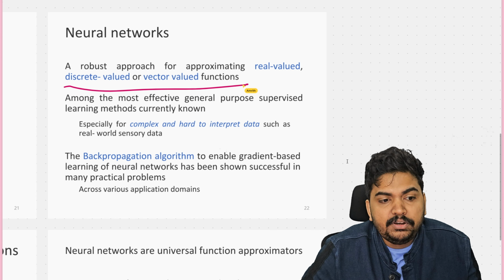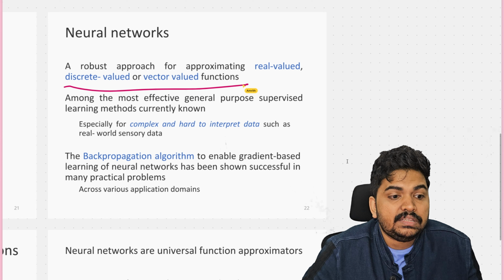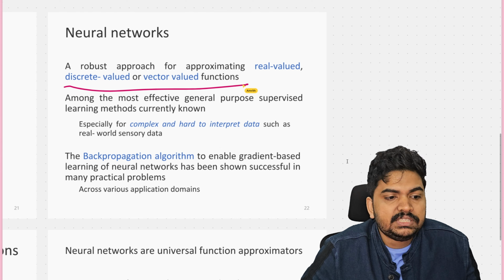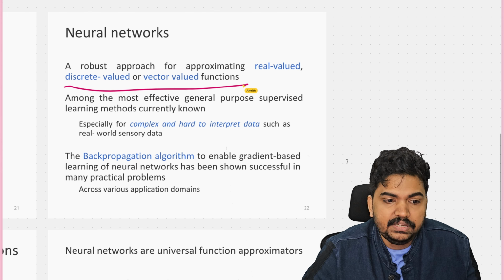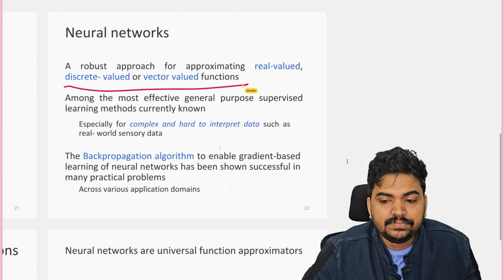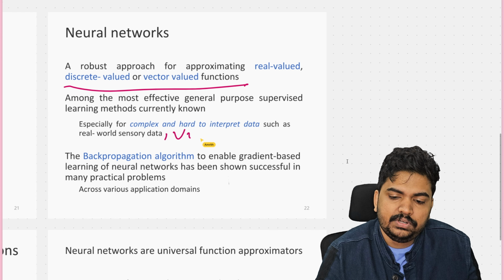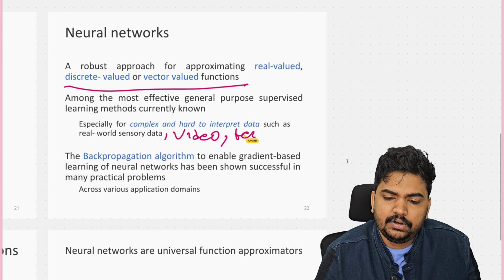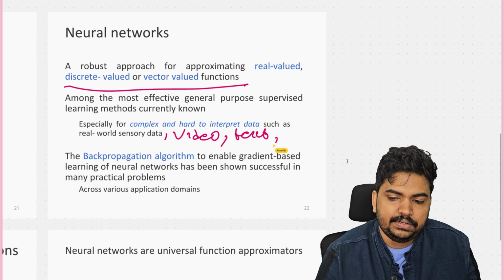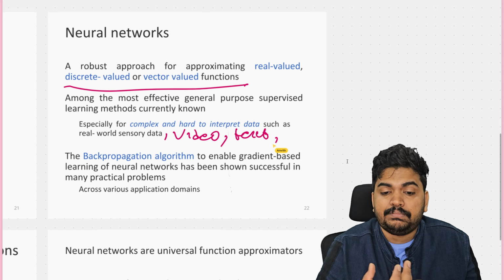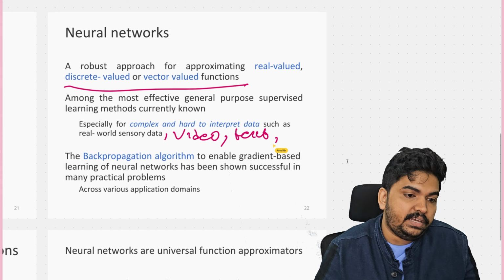They are a family of functions or a hypothesis class. They seem to be really good for complex and hard to interpret data, such as real world sensory data, video, speech, text, etc. What you see today in ChatGPT, a lot of it can be attributed to some of the basic fundamentals, which we see in this slide.